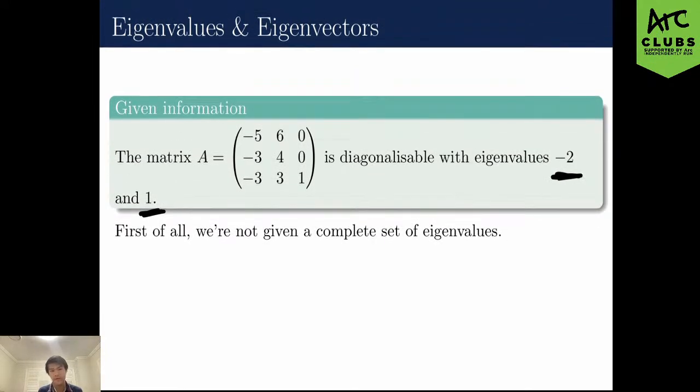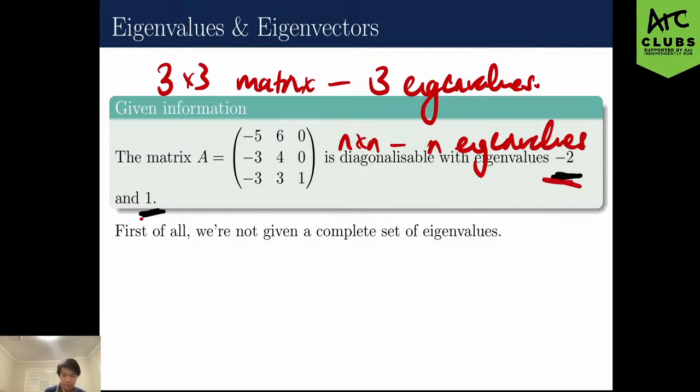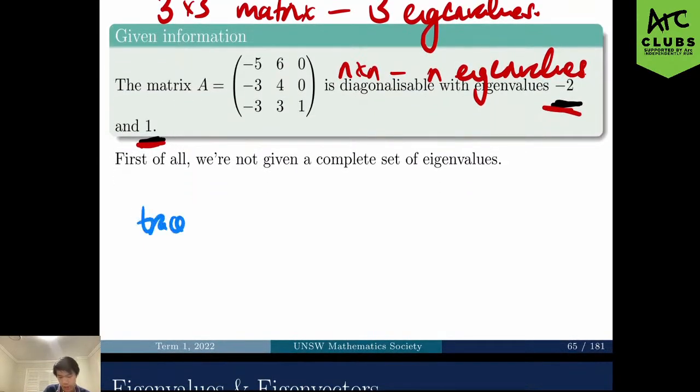Something you might remember from first year is that a 3 by 3 matrix has 3 eigenvalues, and an n by n matrix has n eigenvalues. So the fact that they've given us -2 and 1 is great, but we need one more. Whenever we are trying to find a last remaining eigenvalue, there's a shortcut we can use called the trace. The trace of A, which is equal to the sum of the diagonal entries, is equal to the sum of the eigenvalues. We've got -1 plus 2 plus this last one.